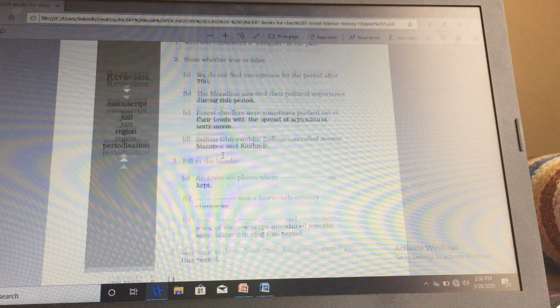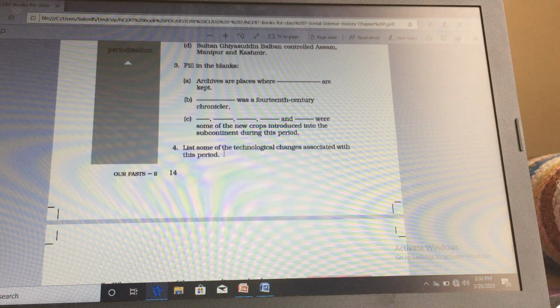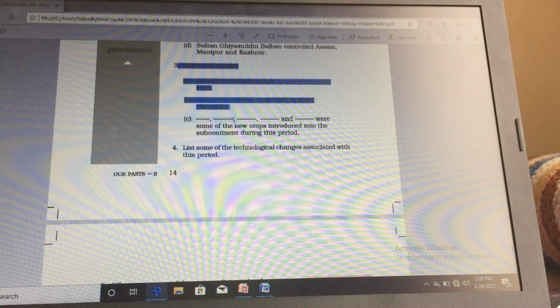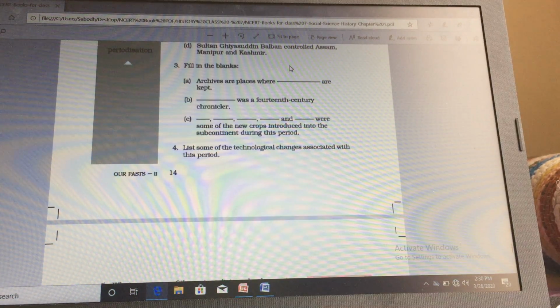Now move on to the next question, which is filling the blanks. Let's read them. Archives are places where dash are kept. So the answer is manuscripts. Manuscripts are kept in archives. Next, dash was a 14th century chronicler. So it is Ziauddin Barani. He was a 14th century chronicler.